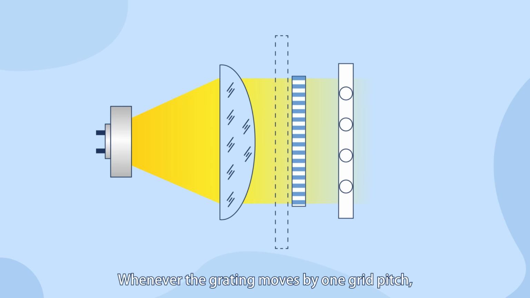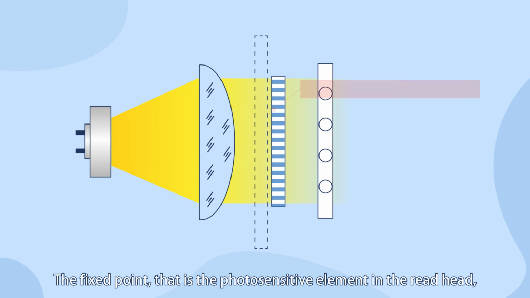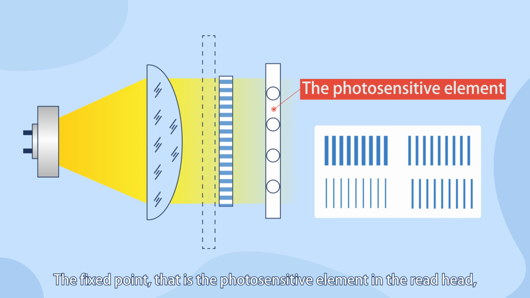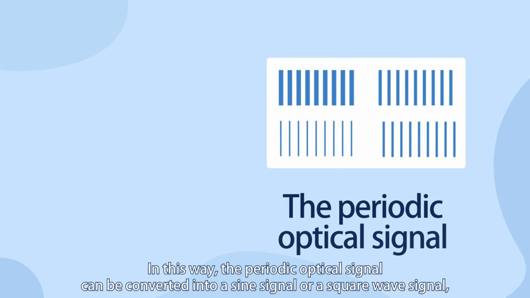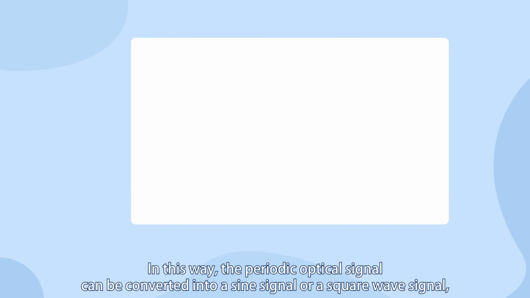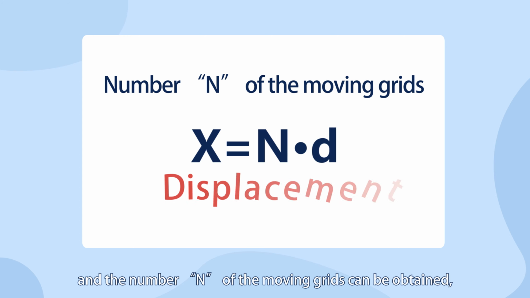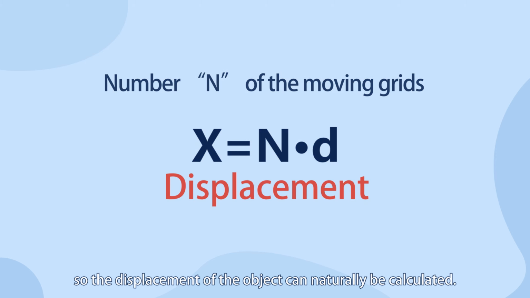Whenever the grating moves by 1 grade pitch, the Moore fringes will pass through 1 fringe pitch. The fixed point, that is, the photosensitive element in the reed head, will experience a cycle of change. In this way, the periodic optical signal can be converted into a sine signal or a square wave signal, and the number n of the moving grades can be obtained, so the displacement of the object can naturally be calculated.